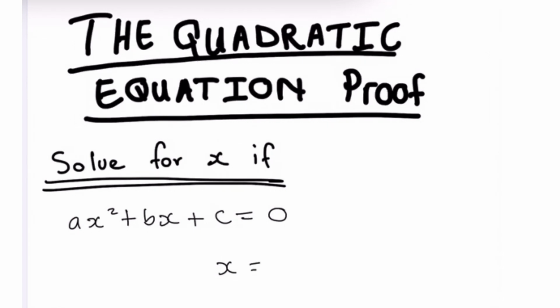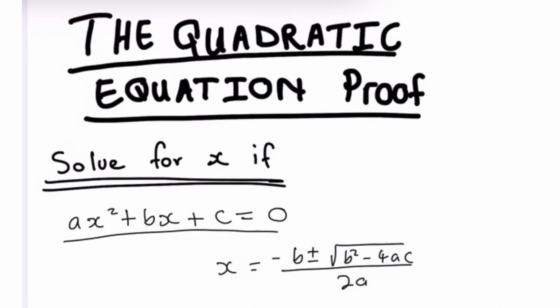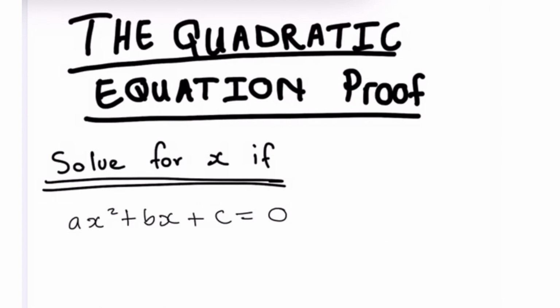x equals minus b plus or minus the square root of b squared minus 4ac, over 2a. We're going to look at the reason why we always use this formula, or in most cases, why we use that formula to solve quadratic equations, the problems related to quadratic equations. And so we start by applying the method of completing the square.